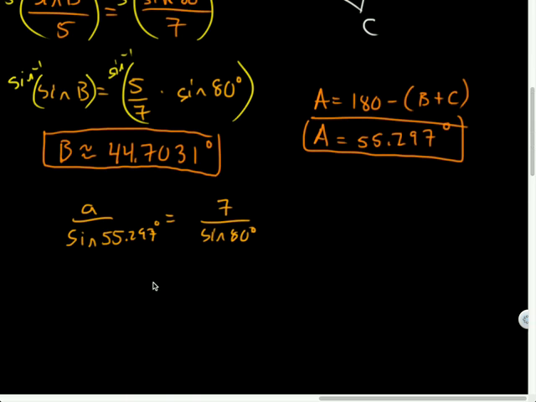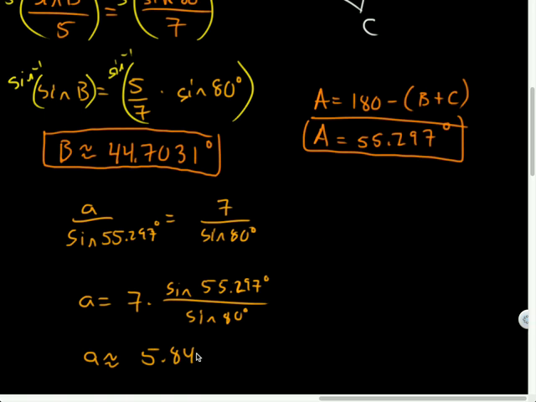So how do I solve for A? I'll have 7 times sine of 55.297 all over sine of 80. And you can rearrange that a bunch of different ways. So I'll do 7 times sine of second answer divided by sine of 80. 5.844. And is this in degrees?